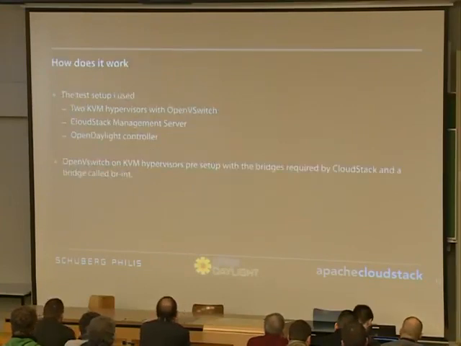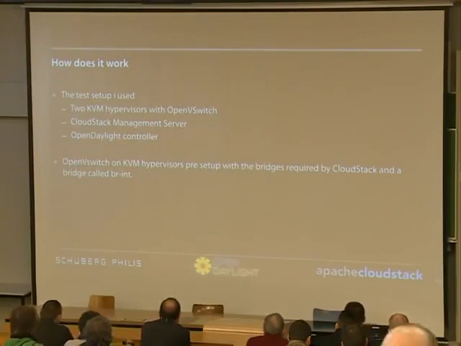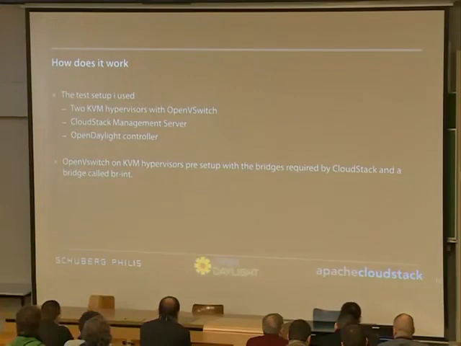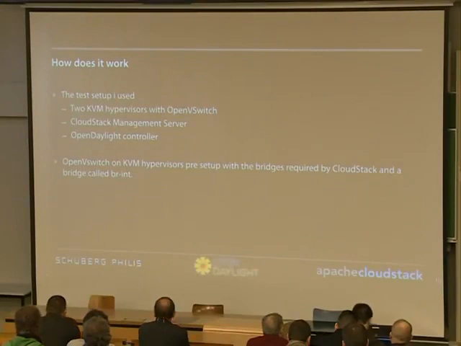So let's get a bit into detail about what we built. The setup, like I explained in the beginning of my talk, the purpose was to have a couple of KVM hypervisors and be able to build an overlay network between them. So my test setup consists of 2 KVM hypervisors, Open vSwitch installed on them, a CloudStack management server, and an OpenDaylight controller. It is actually a pretty easy setup. You can set it up in VirtualBox on your own machine.